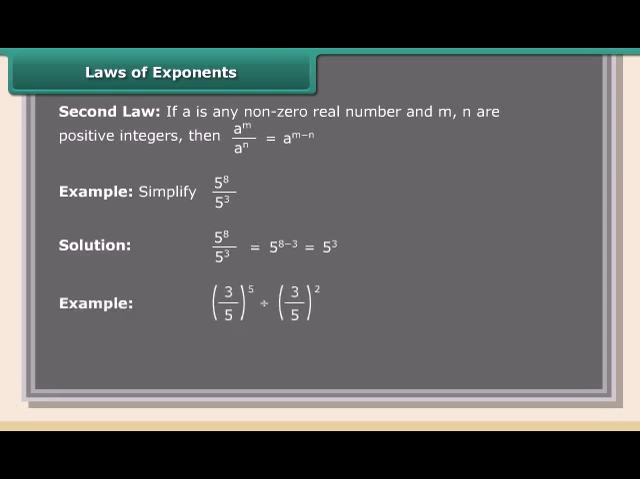Example: (3/5)^5 divided by (3/5)^2. Solution: (3/5)^5 divided by (3/5)^2 is equal to (3/5)^(5−2), which equals (3/5)^3.